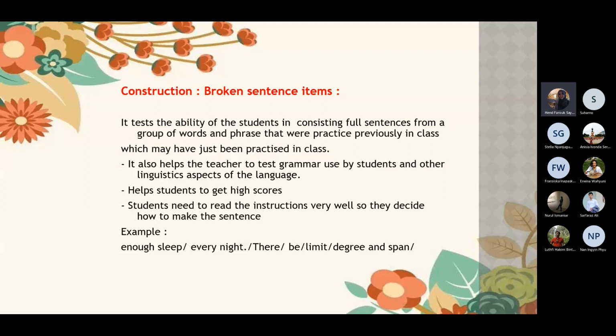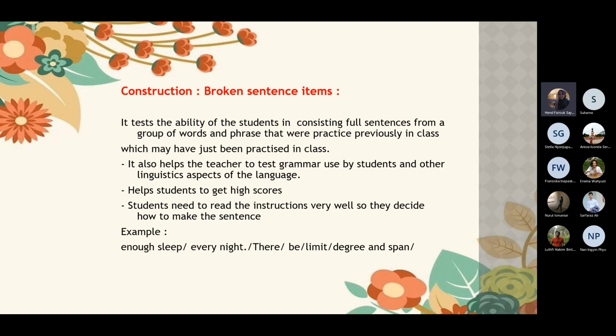It also helps the teacher to test the grammar of the students, grammatical skills, and other linguistic aspects of the language. It also helps the students to get high scores because it's going to be easier for them. They can do it easily. Students need to read the instructions very well, so they decide how to make the sentence according to the instructions given.